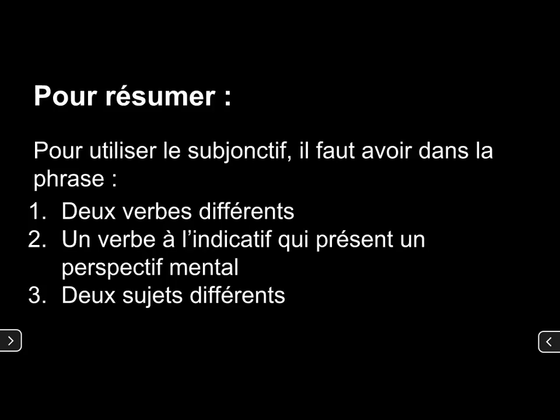Bien, pour résumer, pour utiliser le subjonctif, il faut avoir dans la phrase. This is the same information, just if you want it as a checklist rather than a flowchart. Here you go. If you want to use the subjunctive, you need three things. Deux verbes différents, un verbe qui présente une perspective mentale, et deux sujets différents. Same information, different format. Arranged horizontally instead of vertically. That's it. Okay.